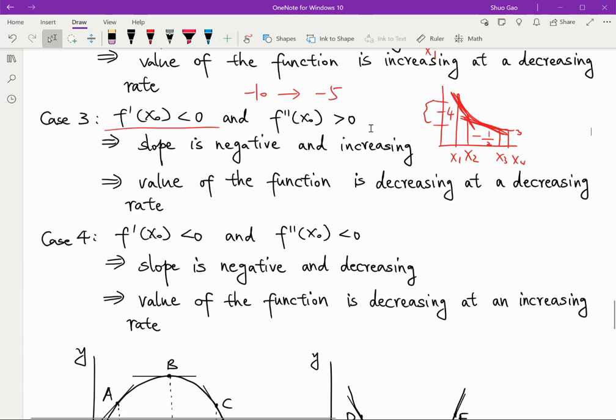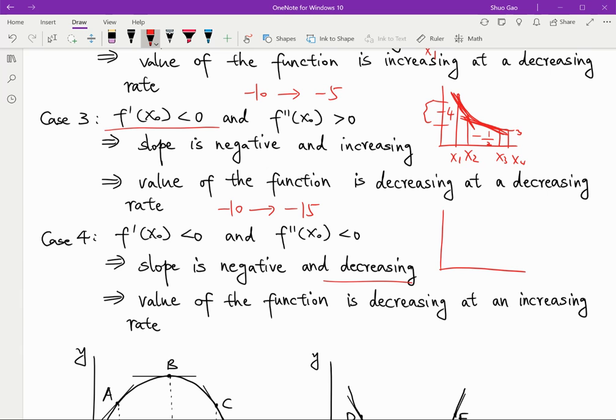So here it means that the slope is negative and decreasing. Here decreasing means, because the slope is negative, it decreases from -10 to -15, for example. The magnitude is becoming larger, but because it's negative, -15 is smaller than -10. So we said that the slope, or the first derivative, is decreasing.